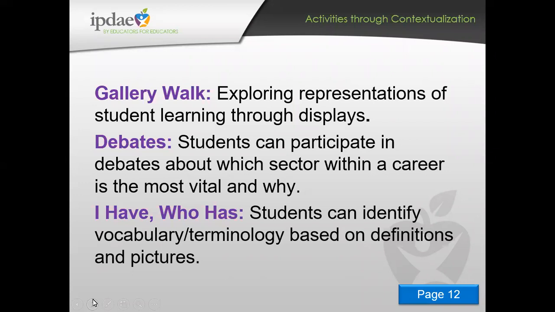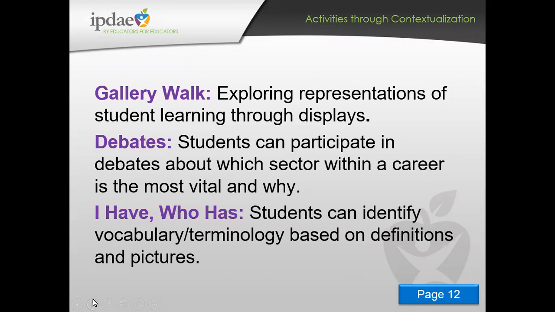And if you're not familiar with the I have who has game, usually what it is you have a certain number of cards and they each have a sort of match, whether it's a definition that matches a picture, or a word that matches a definition and so on, and you hand them out to the entire class, and then somebody reads, I have this, who has, like, they're basically trying to figure out who has their match, and then that person reads, and so on.